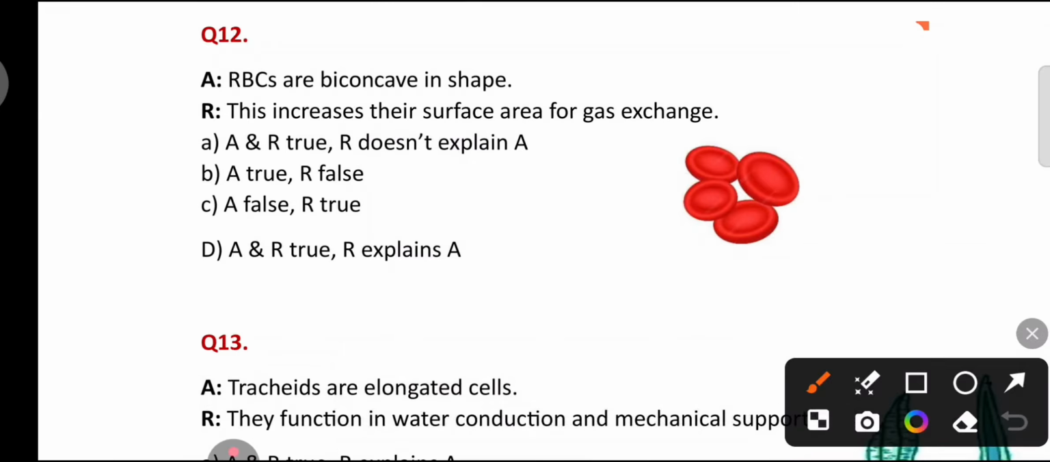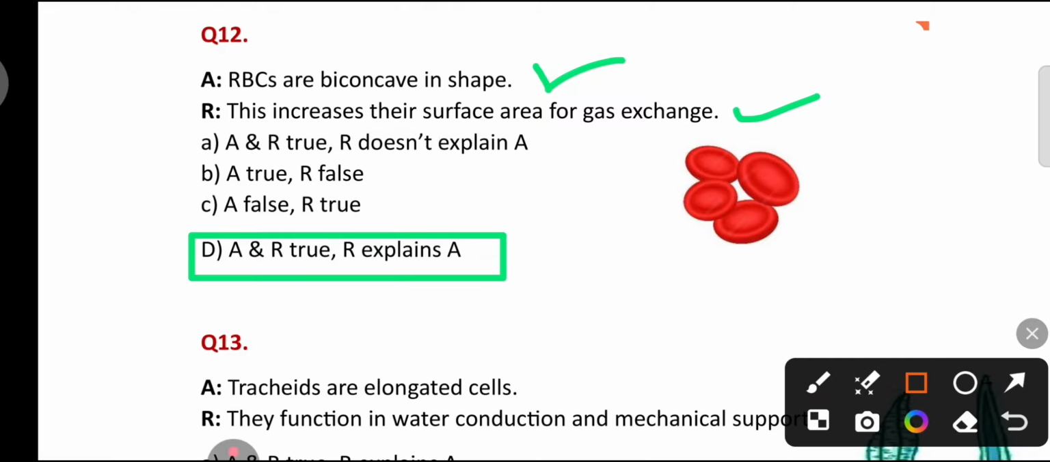RBCs are biconcave in shape. This is a true statement. This increases their surface area for gas exchange. This is also true. Due to the biconcave shape, it has more surface area for gas exchange. Here, option D is correct. Both are true and reason explains assertion.